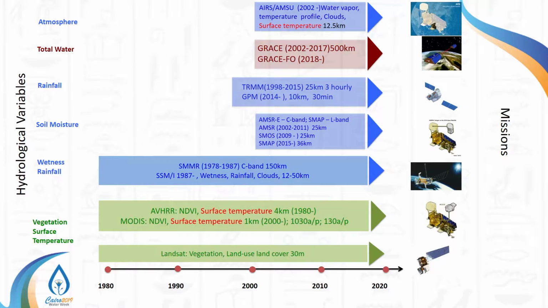As you can see here, over the years from the 80s until recent and even some future missions, you can see hydrological variables, whether we're talking about atmosphere, total water, rainfall, soil moisture, wetness, vegetation, surface temperature. A lot of different instrumentation has been used in order to address some of these specific variables and parameters, and that helped us a lot to have a better understanding of the water budget, or to be able to have more accurate estimations.